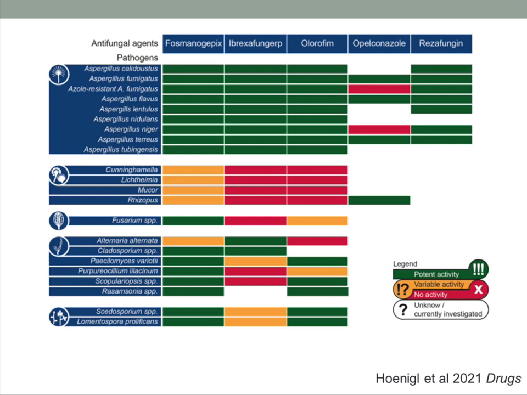I mean, fosmanogepix may have some activity against mucor, whereas ibrexafungerp and olorifim don't, but you just don't know unless you test. Opoliconazole does have some activity against Rhizopus species at least, but it hasn't been studied for some other mucor organisms. So it's something to know and to stress: if you can get a genus or, better case, even a species level diagnosis, it can be really, really helpful to make sure you're on the best treatment for your patients.